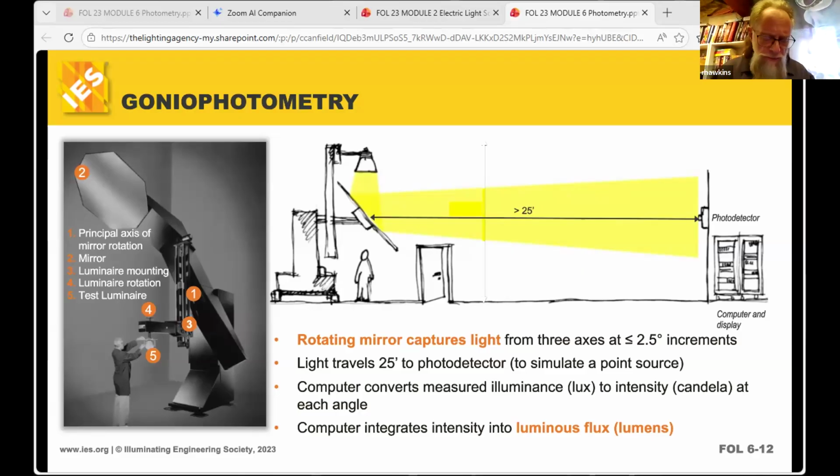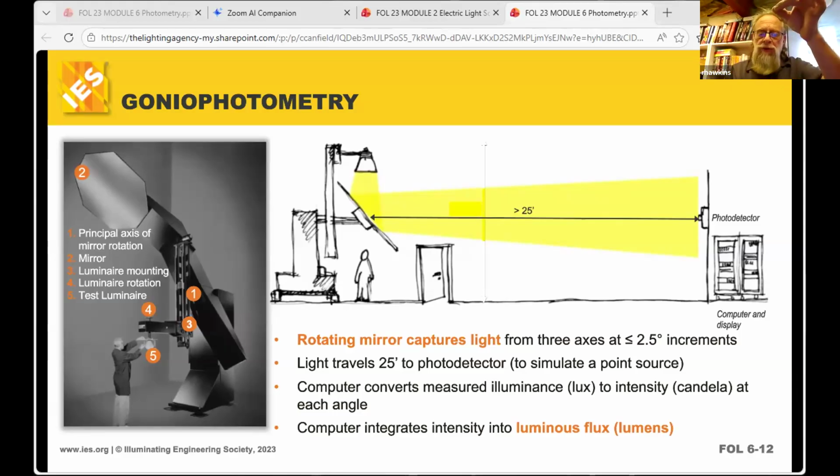So when we take a fixture and we want to make a photometric report or an IES file, it needs to go into a lab. It needs to be energized and stabilized so its output is not varying over time. And then what we do is we measure the output of that thing in either a full sphere, a hemisphere, or a quarter of a sphere.